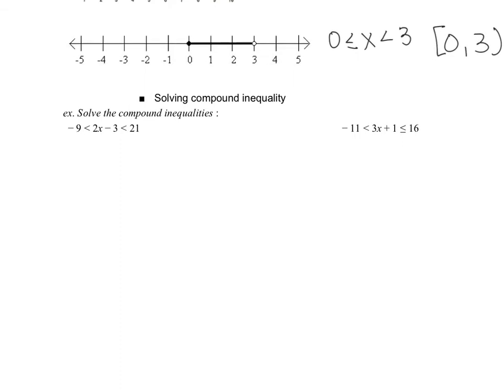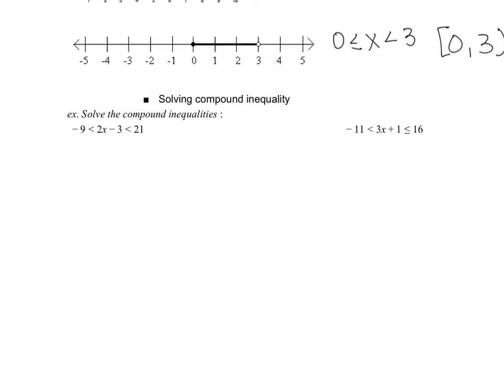So the last thing we're going to do is solve the compound inequalities. So anytime you have an and inequality written as a single inequality, your goal is to get x by itself. So anything you do in the middle to get x by itself, you also have to do to both ends. So I have that 2x minus 3. So the first thing I want to do is add 3 on both sides. So negative 9 plus 3 is going to give us negative 6.